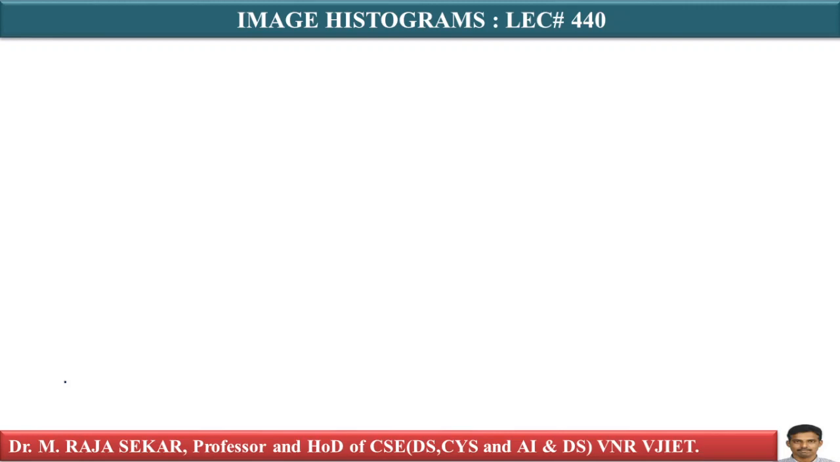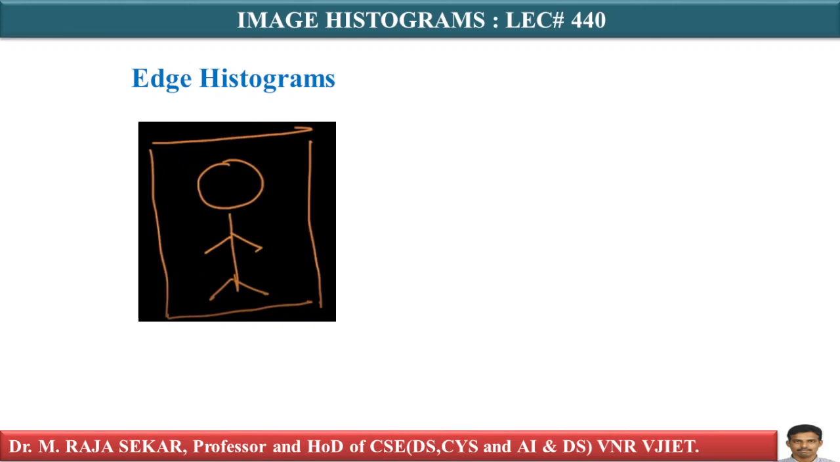We will see what is an edge histogram. Edge histogram is a very interesting idea. Imagine there is an image, and let's assume this image looks like this. What are the edges here? This one is an edge, and this one is also an edge. These are called edges because there is a boundary between one region and another region.